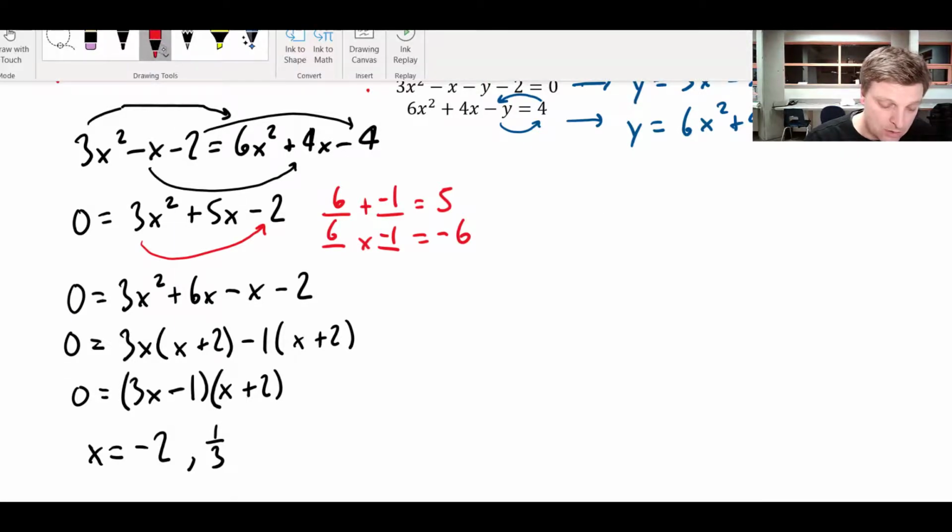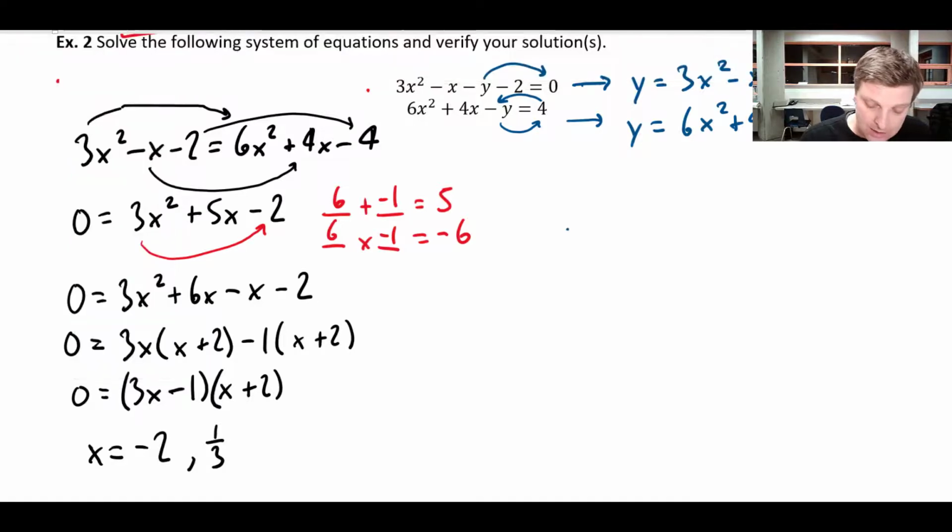So I'm going to go over here and I'm going to say, okay, what will y equal when x is equal to -2? Now, it doesn't really matter which equation you choose to substitute it into. In the last example, one of them was linear, and so it was a lot easier. In this case, they're both quadratic, so I'm not sure it really matters. So I'll just substitute it into the first one.